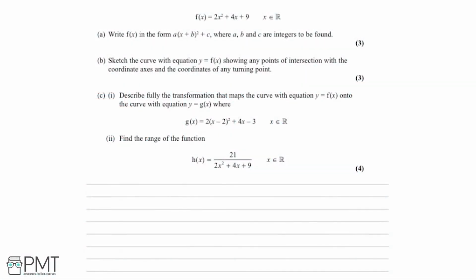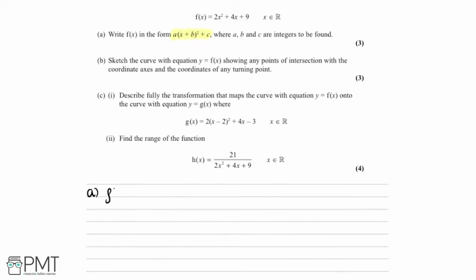Okay, so we're given an expression for f of x, saying f of x equals 2x squared plus 4x plus 9. Part A says we need to write f of x in the form a multiplied by x plus b all squared plus c, where a, b and c are integers to be found. And this is a 3 mark question. Essentially what this question is asking us to do is complete the square, because when we complete the square, f of x will be written in this form. So we're going to do that now.